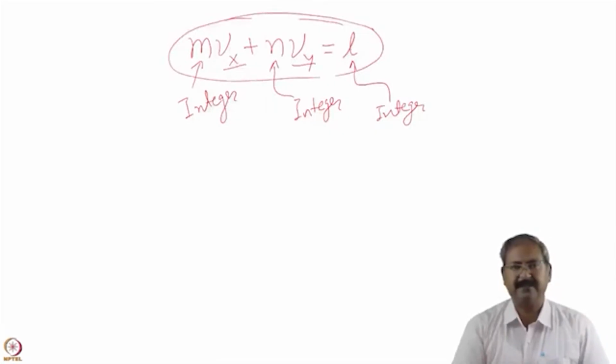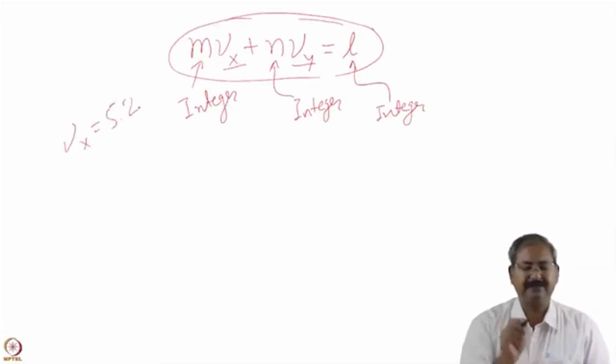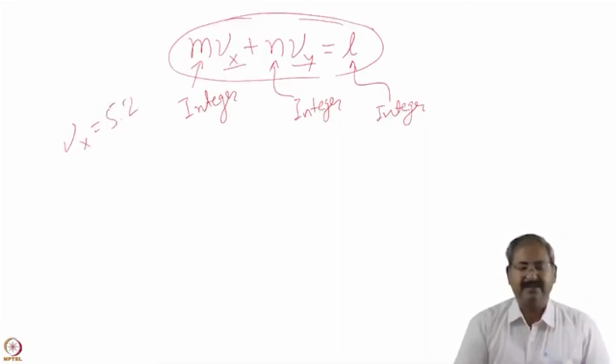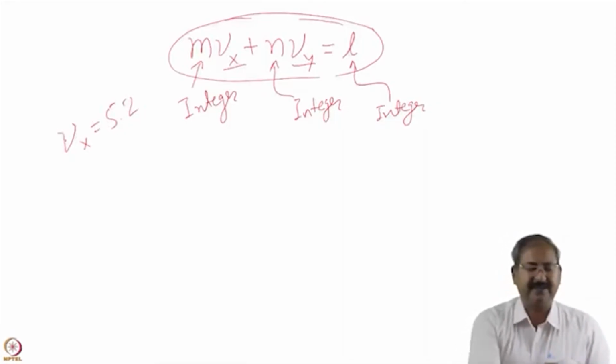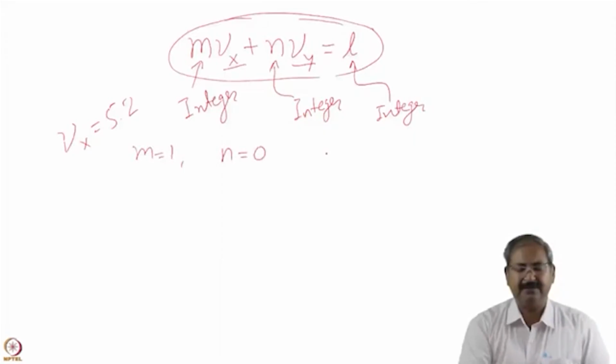Suppose for an example, we take nu x equal to say 5.2. Now we check it with m equal to 1 and n equal to 0. So m equal to 1 and n equal to 0 will give you this LHS as 5.2. So this is not an integer.